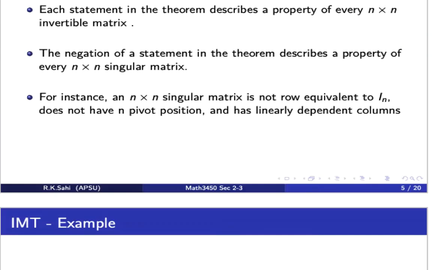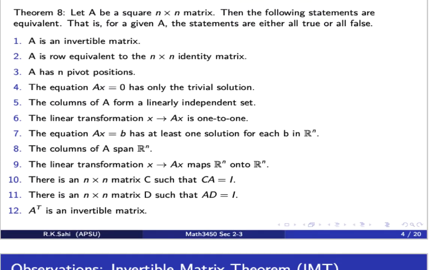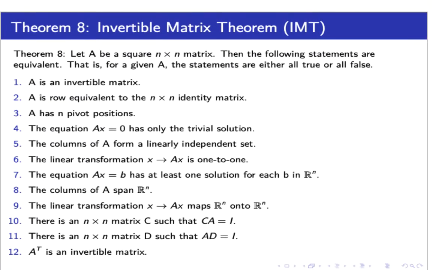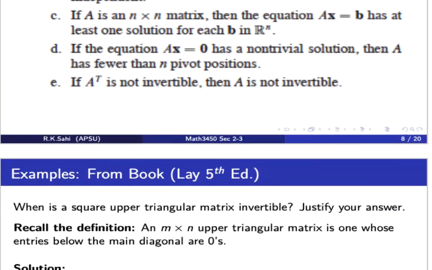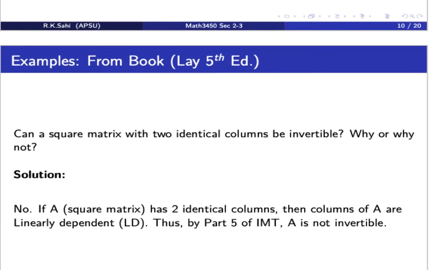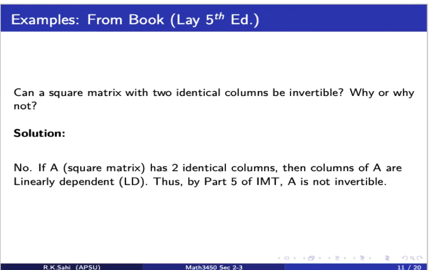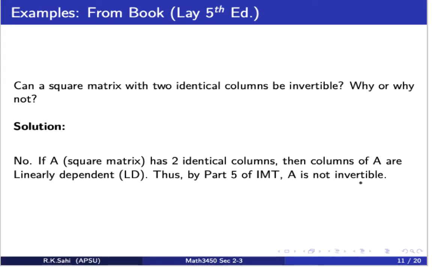So let's look back at that. This is the one I'm talking about. We will have to go back and forth between these two. The columns of A form a linearly independent set, and hence this matrix A is not invertible.